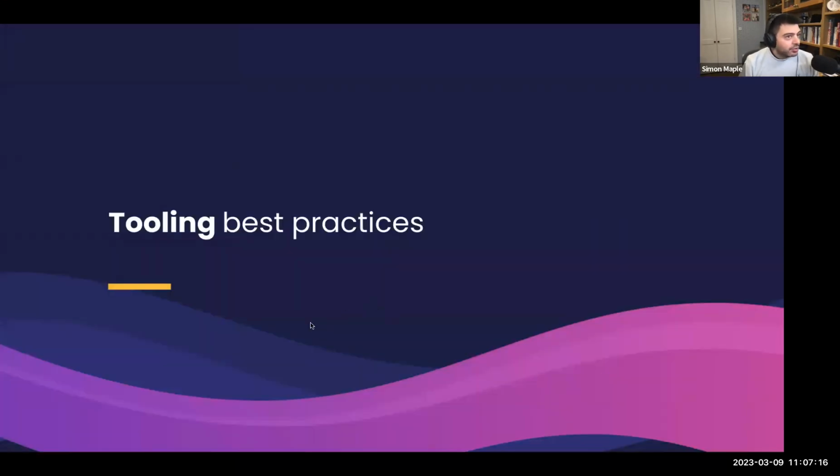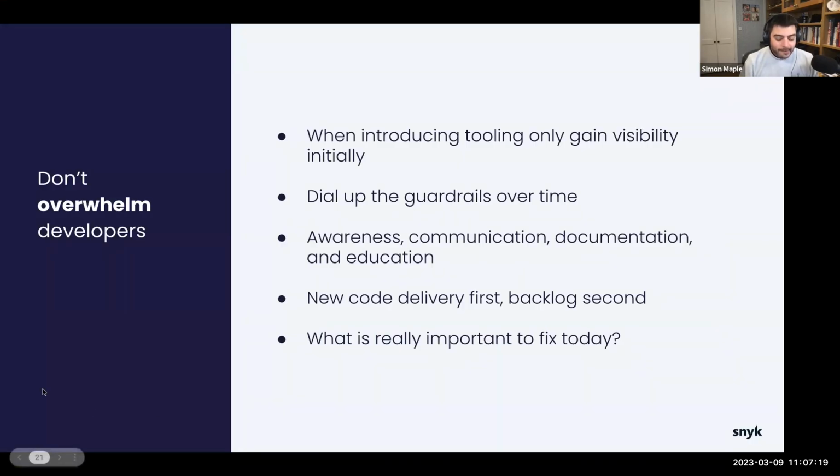Okay, finally, tooling, our last section. So I mentioned overwhelming developers, and tooling, as I mentioned before, can be noisy, and we can easily provide huge numbers of issues. So when adding tooling, don't say, hey, by the way, this piece of code that you trusted before, yeah, it's got 10,000 issues in it. Massively overwhelming. What does a developer do with that? Where do they start? Only initially do it to gain visibility, and then dial up those guardrails at the speed that you are changing culture within those teams.